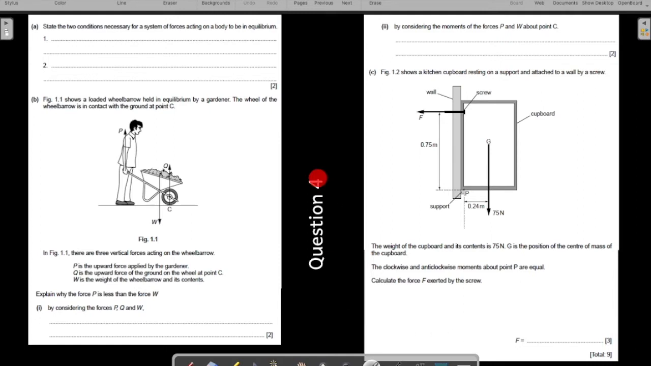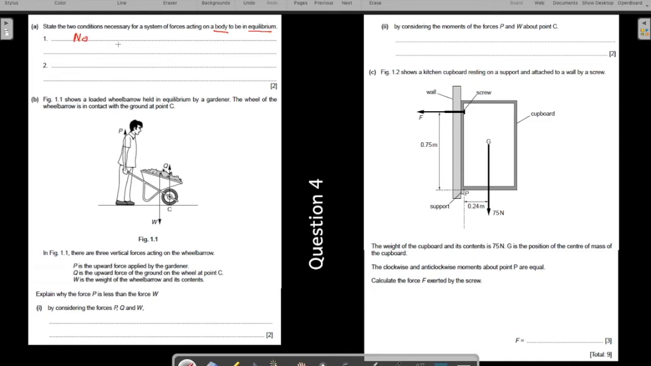So let us start with question number 4. The question starts from this point A. State 2 conditions necessary for a system of forces acting on a body to be in equilibrium. Now this is a question you should understand. It gets repeated again and again. So you should familiarize yourself with how to write the answer here. If a system is in equilibrium, the 2 conditions that must be happening for sure, you should be very well versed. So what should be the answer?